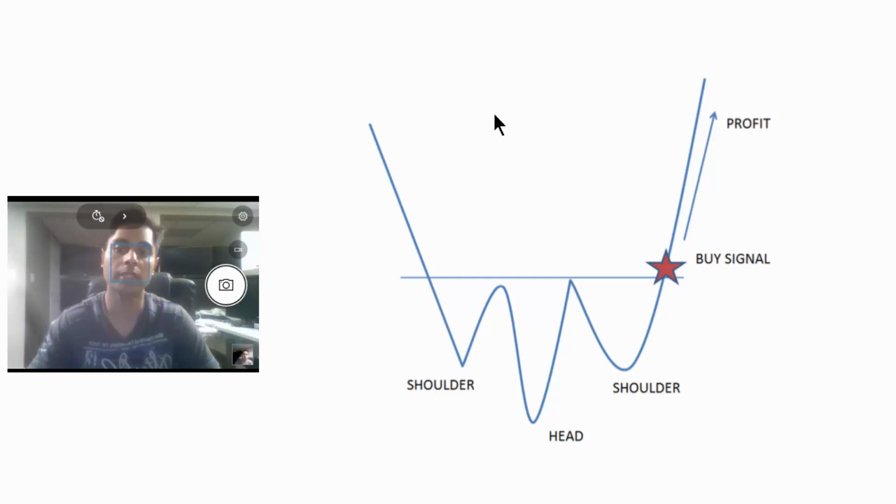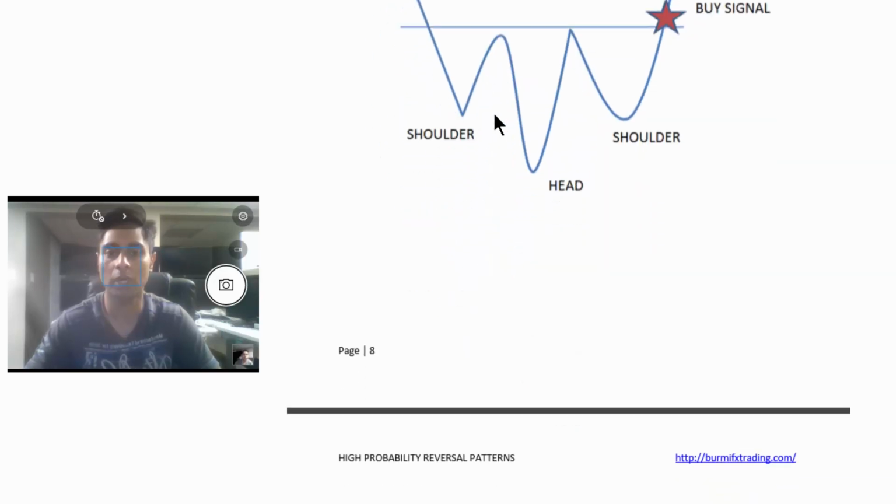So it's very similar to the head and shoulder pattern that we just covered. Now let's look at the real market example of the inverse head and shoulder pattern to trade the Forex market.